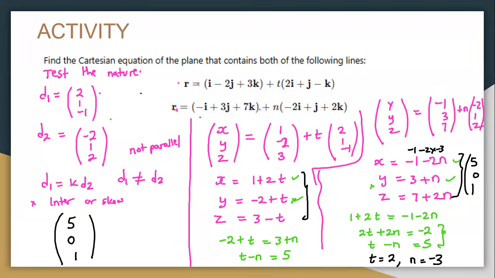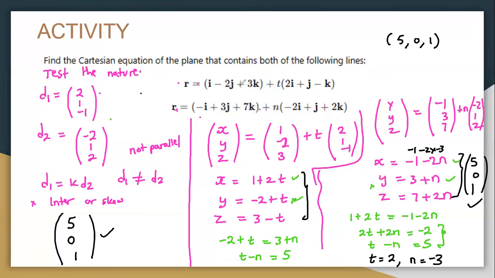So I note that these 2 points, this point and this point, are the same. Therefore, since when you substitute for t and n, you get a consistent value, these 2 lines do intersect. And what is the point of intersection? The point of intersection is (5, 0, 1). So that is the first step.